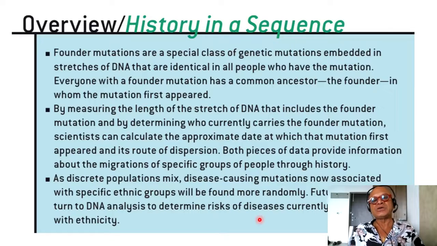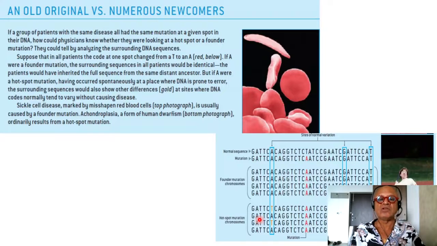Like Asians in the US, doctors note that they have a higher propensity for heart diseases, diabetes, and so on. So that's ethnicity-based precautionary diagnosis, but then individuals from that ethnicity may be different as well. So an old original versus numerous newcomers. This is how it works.